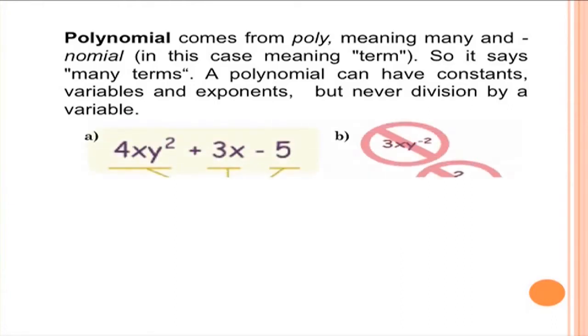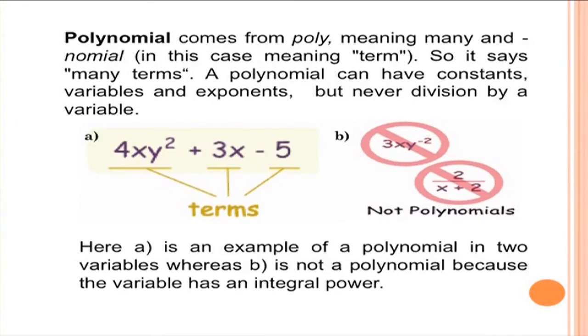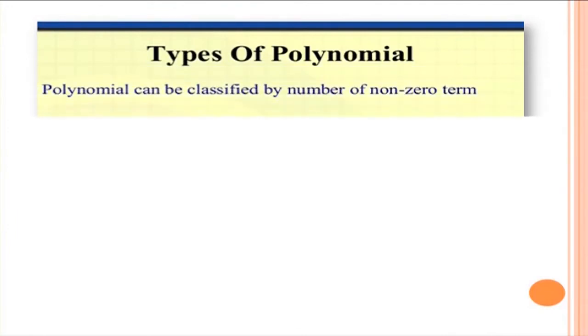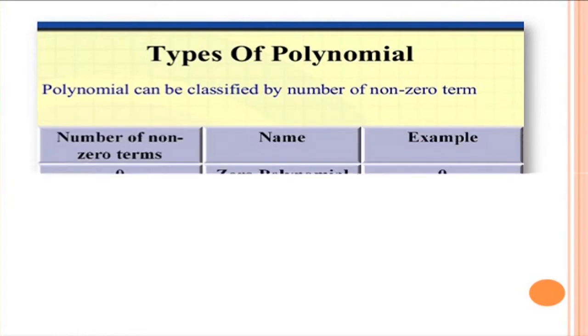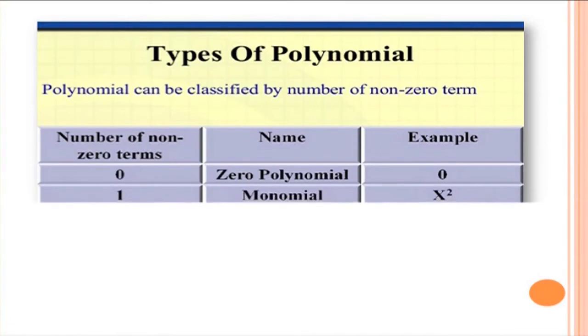For example, A is an example of a polynomial in two variables, whereas B is not a polynomial because the variable has an integral power. Let's talk about the types of polynomials. A polynomial can be classified by the number of non-zero terms. If the number of non-zero terms is 0, it is called a zero polynomial and an example is 0 itself. When the number of terms is 1, it is called a monomial and an example would be x square.